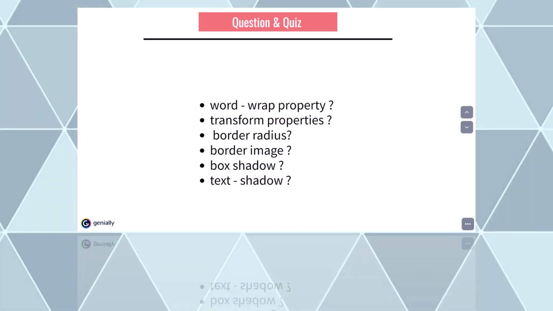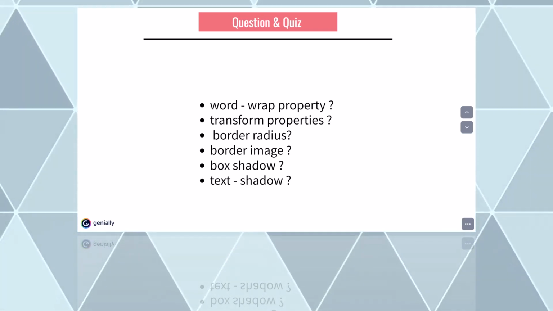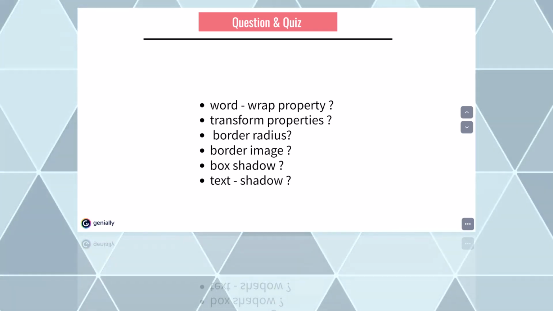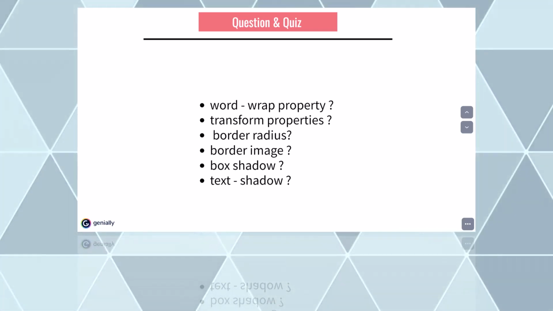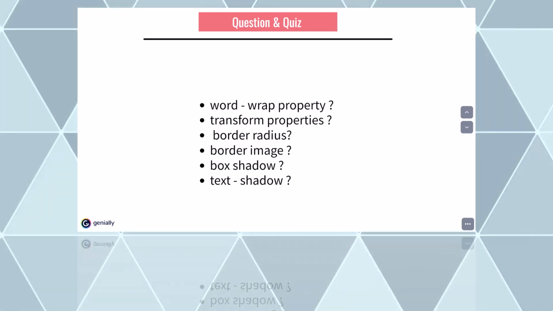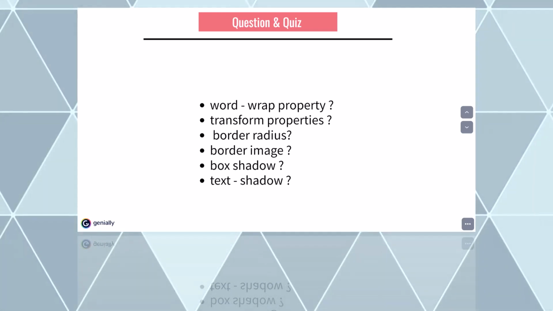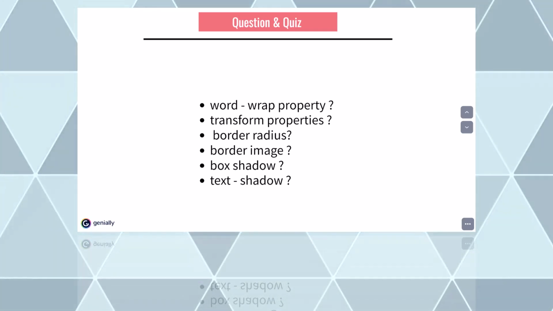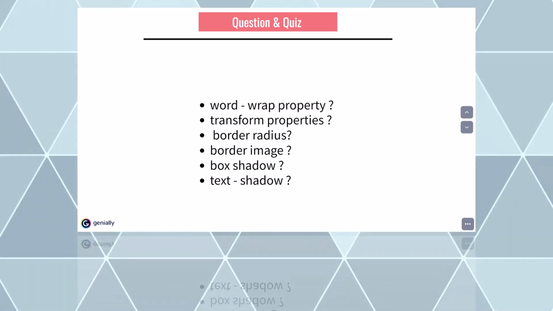Tanvir? Transform properties? The transform property is where you can rotate the image, you can make it skew, you can make it upside down, all those values you can do to it.